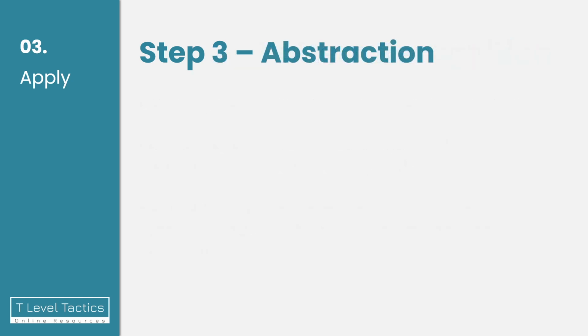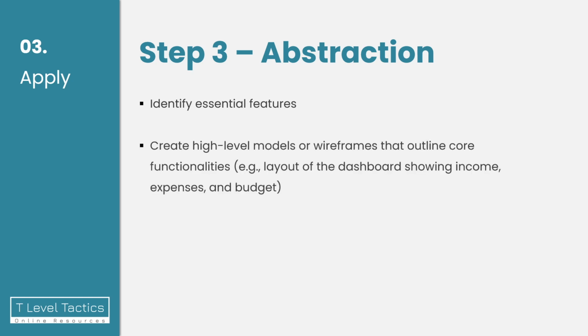Step 3, abstraction, is where we can identify the essential features we need. We can create some high-level models or wireframes that outline core functionalities, such as a layout of the dashboard showing income, expenses, and budget.